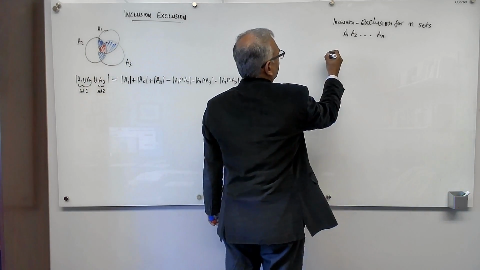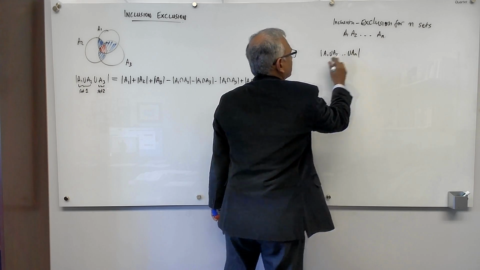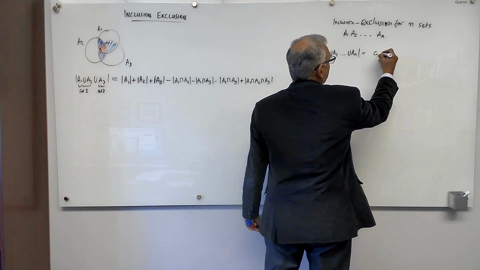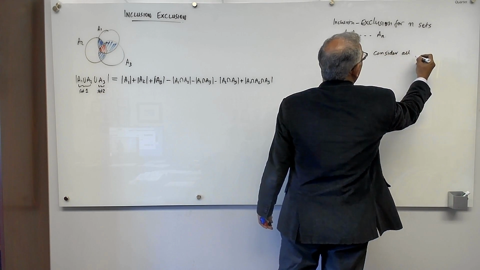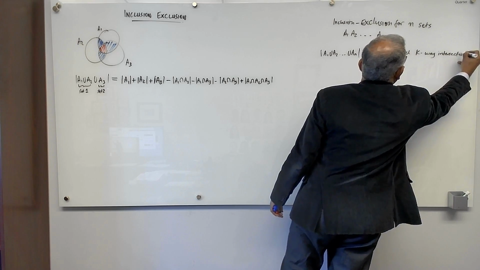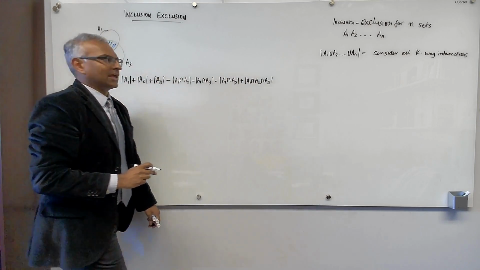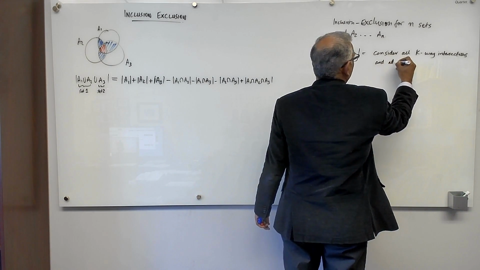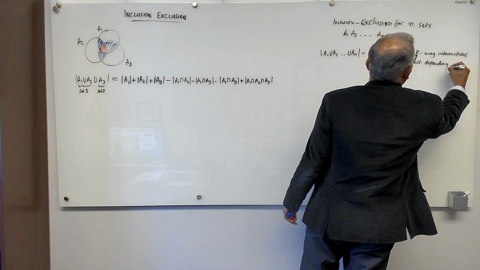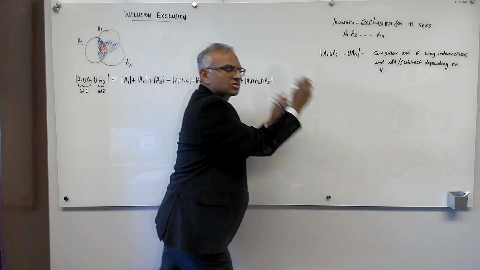So the size of A1 union A2 union up to An, the size of the union of n sets, is: you consider all k-way intersections, and then you add or subtract depending on k. So you start by adding the one-way intersections, then you subtract the two-way, then you add the three-way, then you subtract the four-way, and so on.